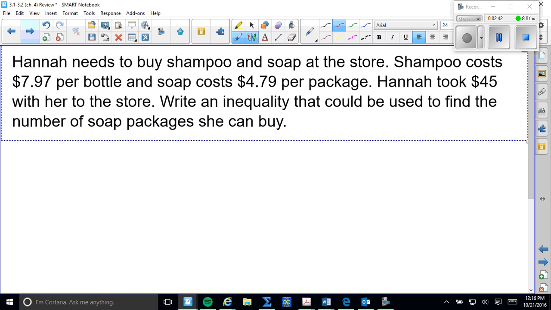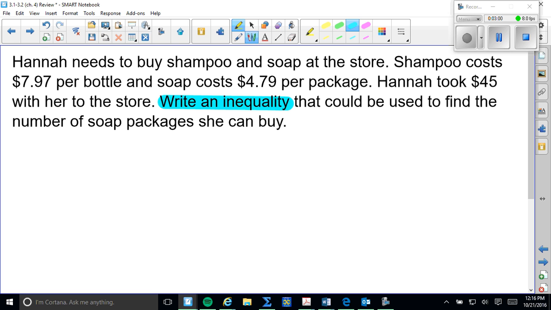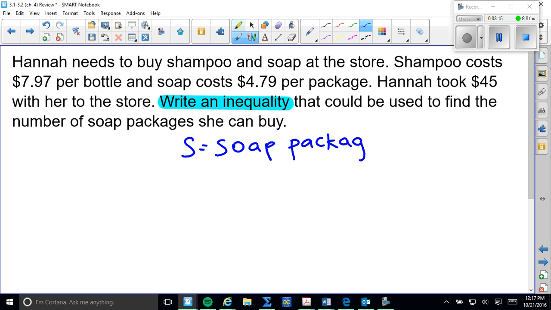Alright, Hannah needs to buy shampoo and soap at the store. Shampoo costs $7.97 per bottle, and soap costs $4.79 per package. Hannah took $45 with her to the store. All you need to do is write an inequality that could be used to find the number of soap packages she can buy. So you need to label your variable as S for soap packages. Go ahead and write the inequality now. Pause the video and write.